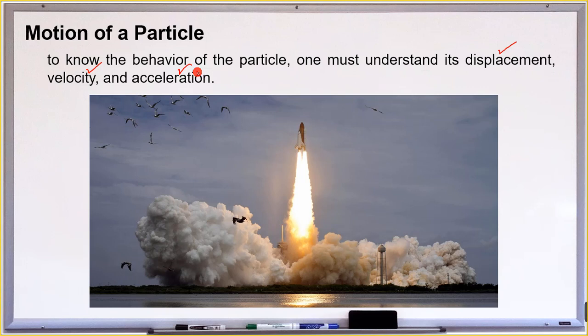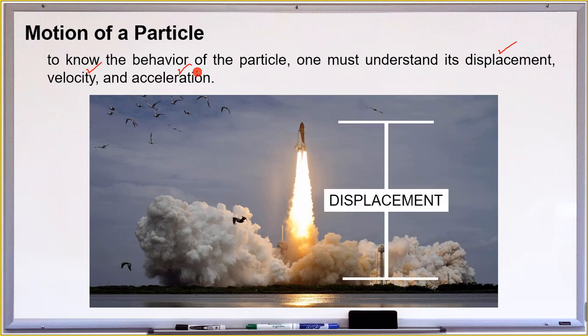So first, they want to know where it is. This is the first information they want to get. What is the altitude of the space shuttle? Altitude indicates the displacement of the shuttle relative to the ground. So displacement comes in first. With this, we can tell that the shuttle has escaped the Earth's atmosphere.